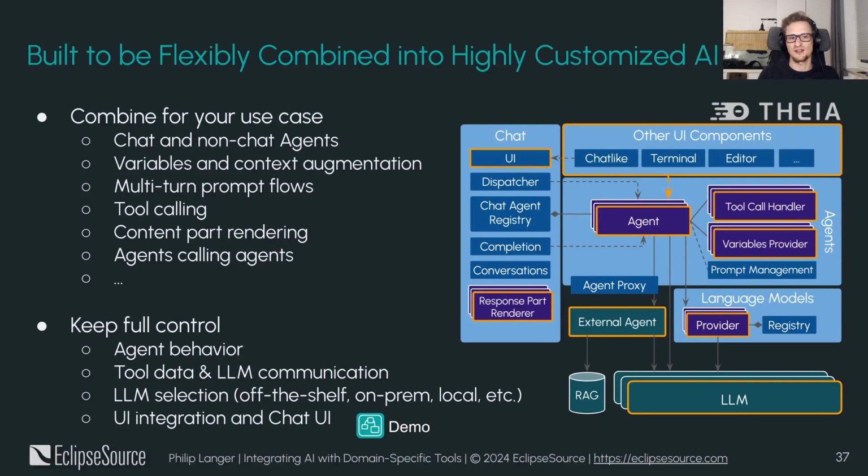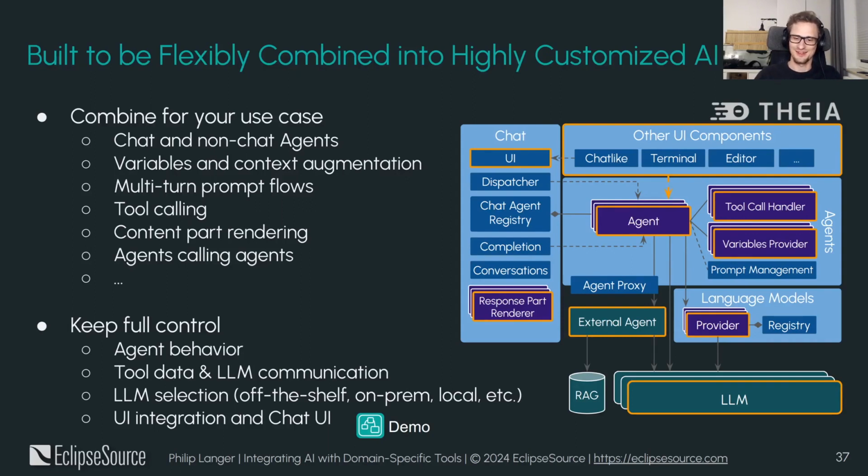So you can use chat and non-chat agents, combine them with variables and context augmentation, multi-turn prompt flows, tool calling, content part rendering, and all of that. And the most important part is you have full control over everything, from the agent behavior to the tool data that you share with the LLM, the LLM selection, whether it's on-prem, local, or whatever. And you have even full control over the UI and the chat UI.